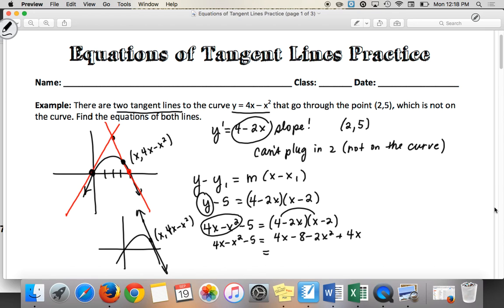And we get everything on one side. So we're like, okay, I have negative 2x squared. I'm going to add it to the left-hand side. So if I add 2x squared, then over on the other side, I'm going to have positive x squared.